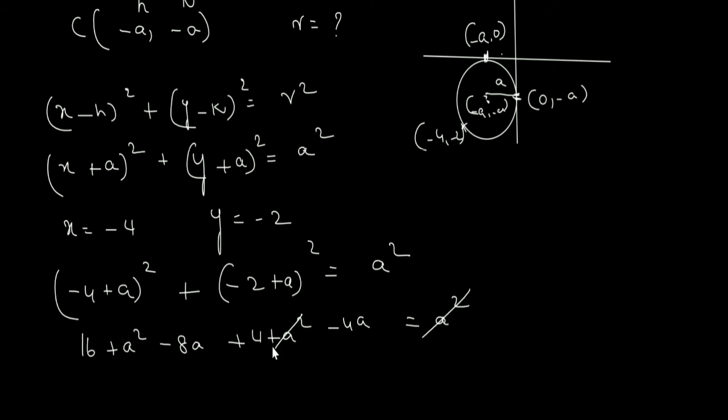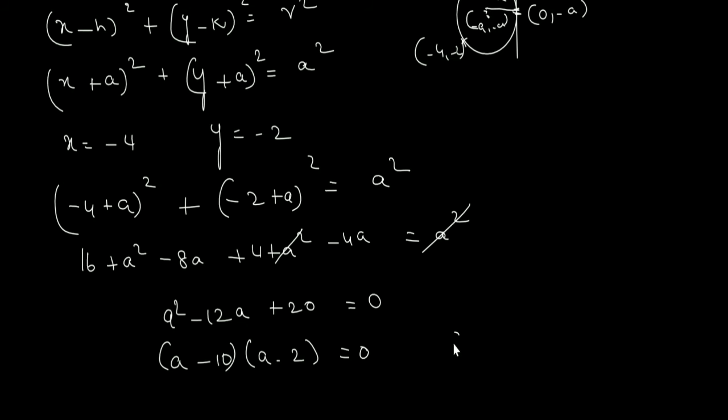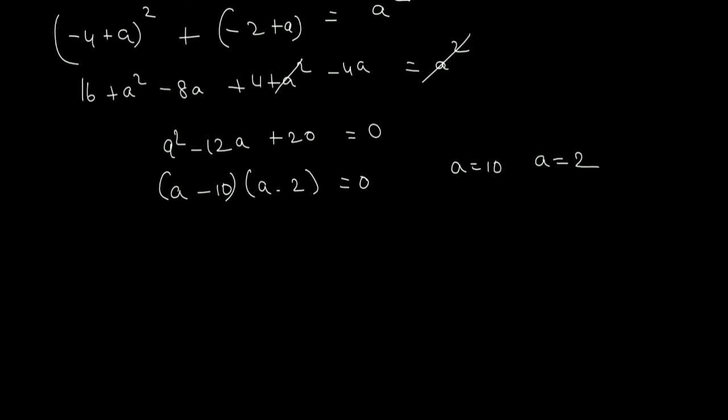You can cancel one a square here. You have another a square. So a square minus 12a plus 20 is equal to 0. So factorize this, you get a minus 10, a minus 2. A minus 10 into a minus 2 is equal to 0. So we get a is 10, a is also equal to 2. So 10 or 2. So let us first write case 1.